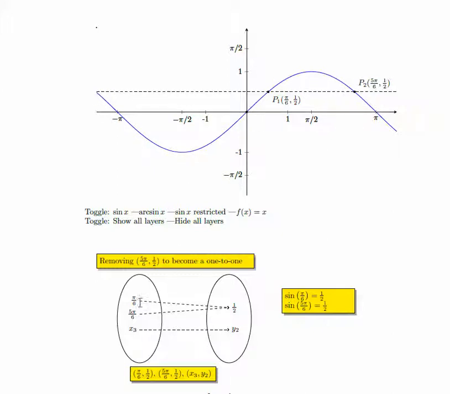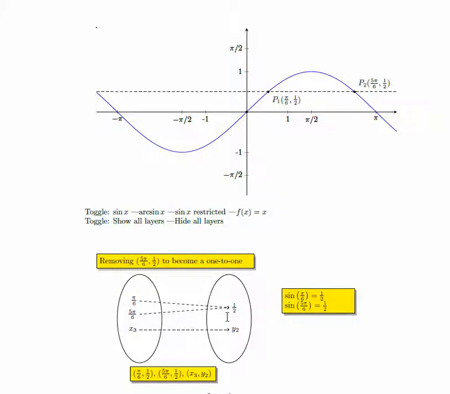Down here in this picture, pi over 6 corresponds to 1/2, and 5 pi over 6 also corresponds to 1/2. So basically the function sine is not one-to-one. You can also see it algebraically: pi over 6, 1/2, that's what I wrote here, and 5 pi over 6, 1/2, that's what I wrote here. So this tells us sine x originally is not one-to-one.